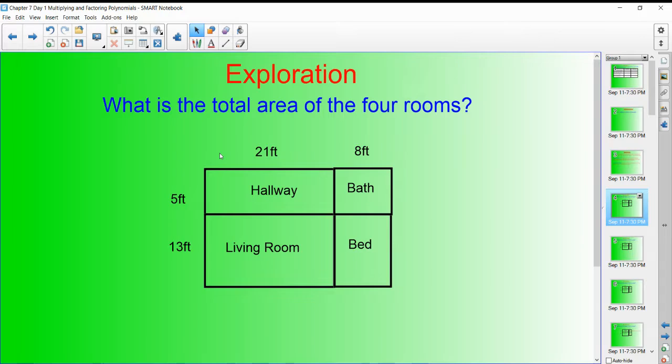So before we get into polynomials, let's look at an area model. This is going to be really helpful to understand why polynomials work the way they do. So I laid out a floor plan of the house, and my question to you is, what's the total area of this whole house? The hallway, the bath, the living room, and the bedroom. Pause the video, go ahead, figure it out, and then I'll show you how I did it.